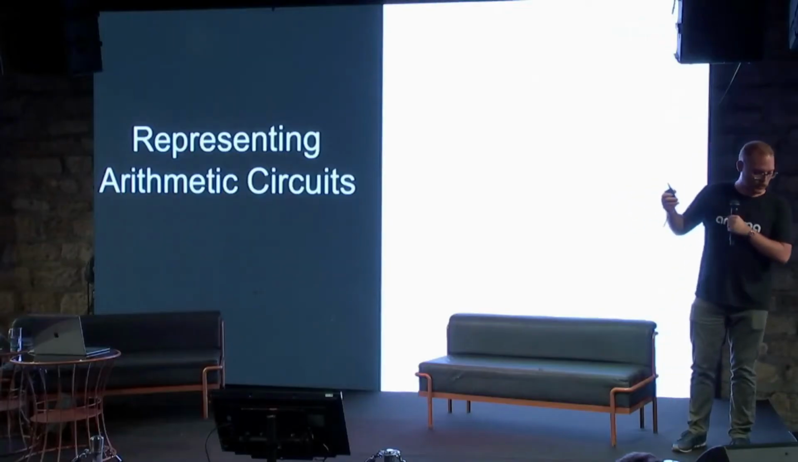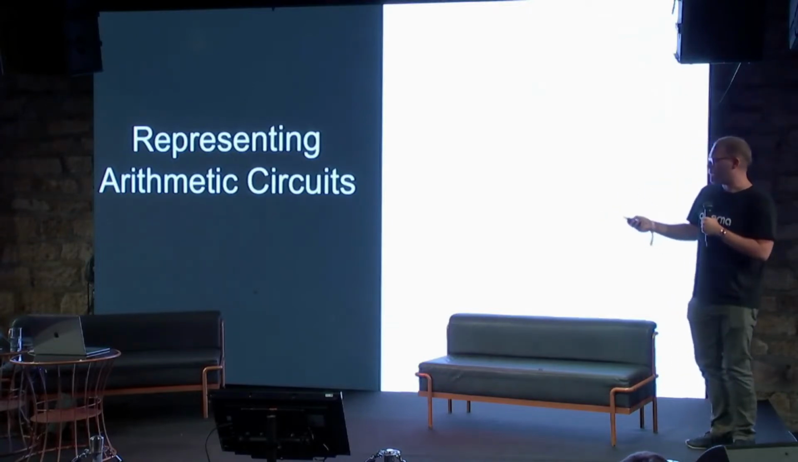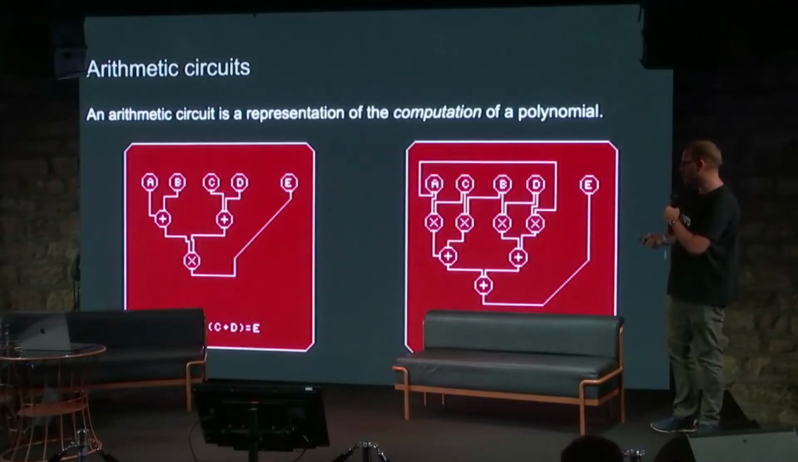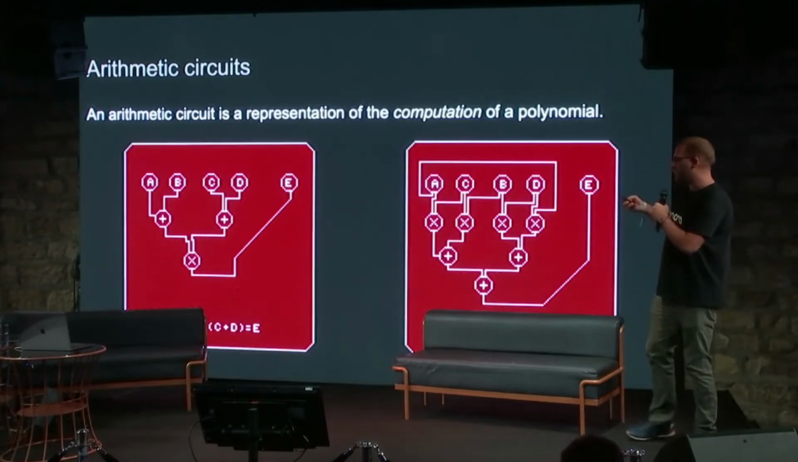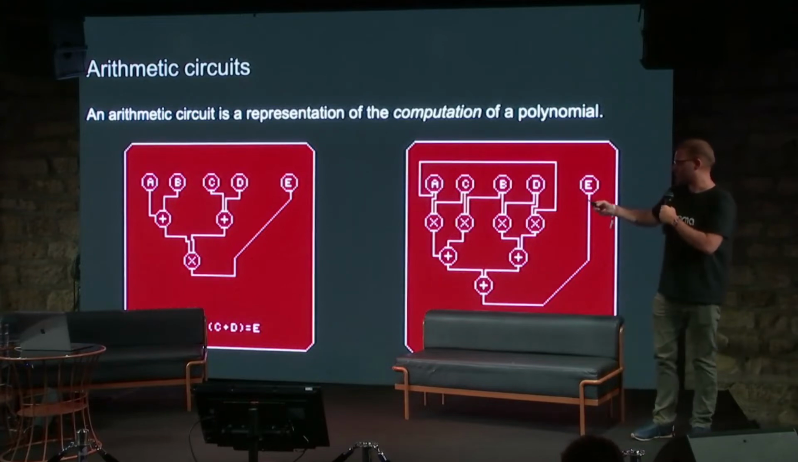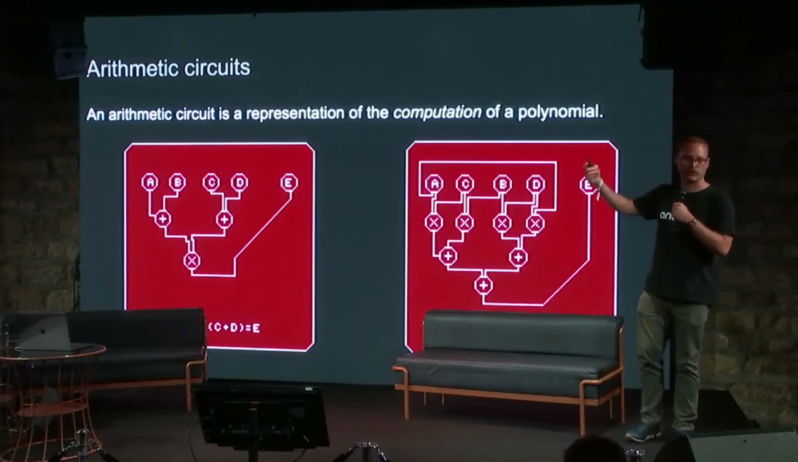I want to show you how arithmetic circuits are represented. Here's 2 arithmetic circuits. An arithmetic circuit is a representation of the computation of a polynomial. So here are 2 arithmetic circuits. They really are kind of like circuits. The name, it's a good name. So I kind of drew these as like printed circuits. These 2 circuits encode the same polynomial, but the computation is done differently, so the circuits are a little different.